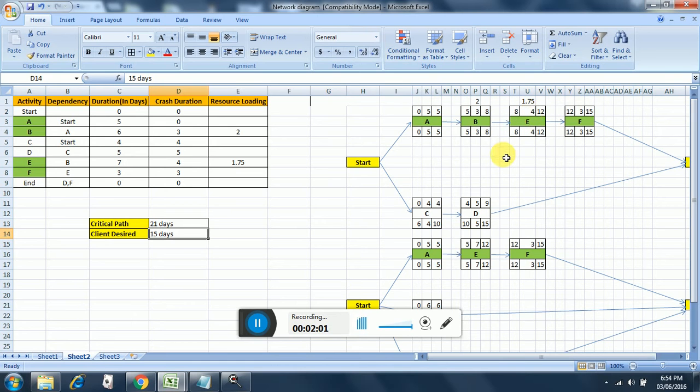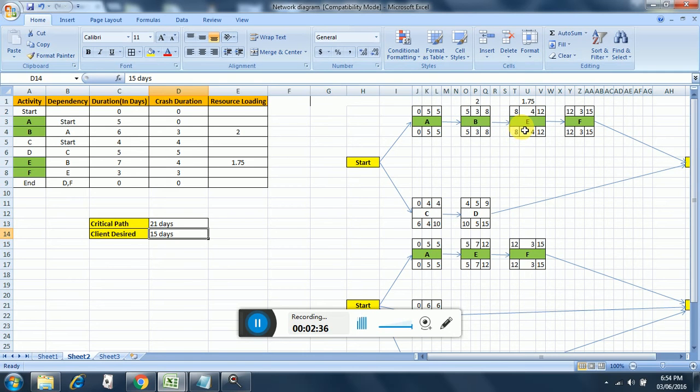What we did was, in order to reduce the time duration by 6 days, we first included activity B, and then we checked activity E. So from activity B, we reduced the duration by half. And how did we reduce that? By increasing the number of resources. We doubled the number of resources. So the time required to complete B was reduced by half.